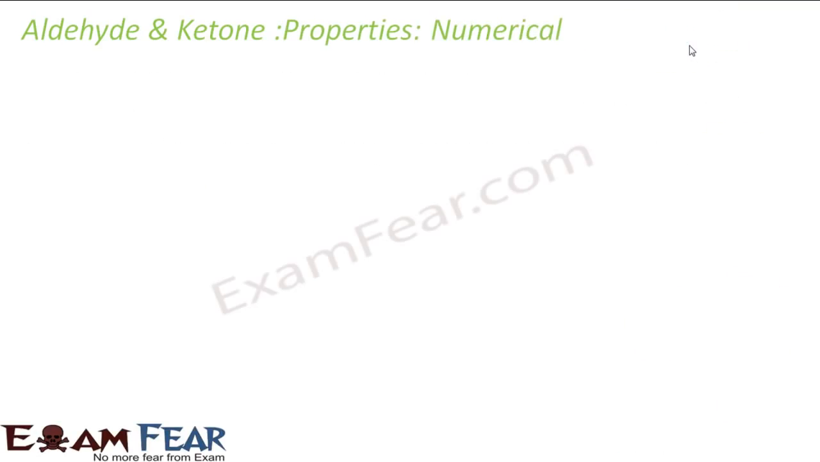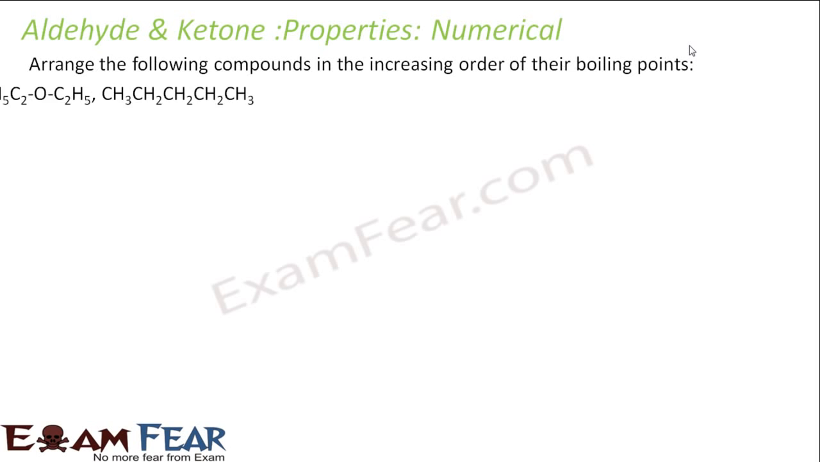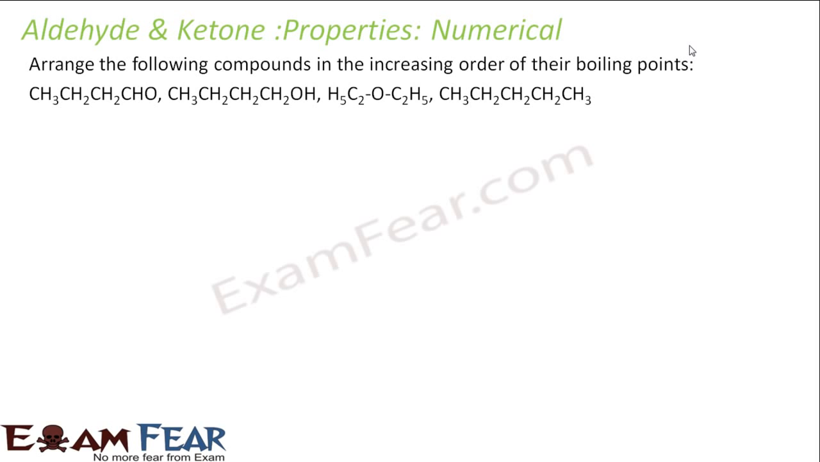Now we'll take some numericals for properties of aldehydes and ketones. We have to arrange this in the increasing order of the boiling point. First, let's see the molecular mass. How many carbon does each of these have? 1, 2, 3, 4 carbon. 1, 2, 3, 4 carbon. 1, 2, 3, 4, 5 carbon, but no oxygen. And each of these has oxygen. So almost they have comparable molecular mass.